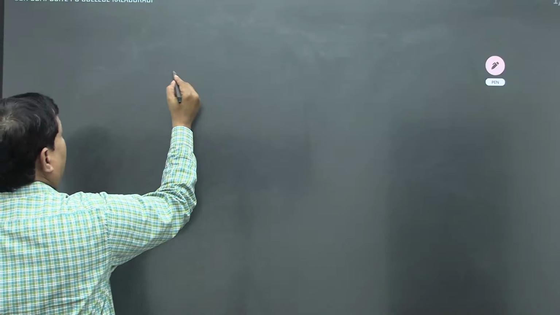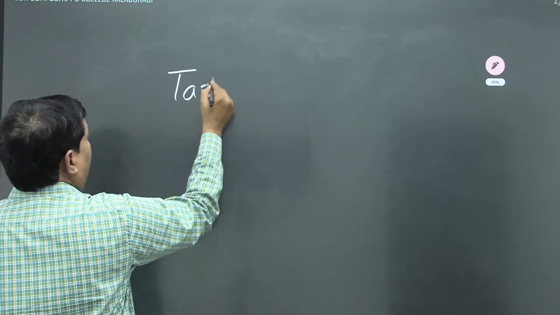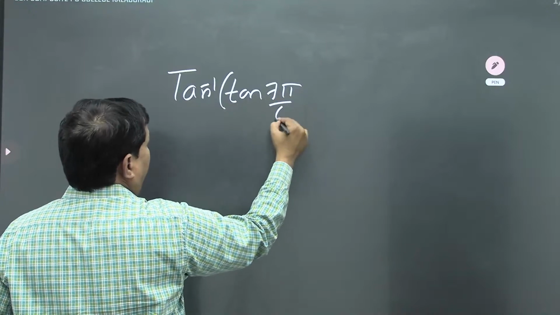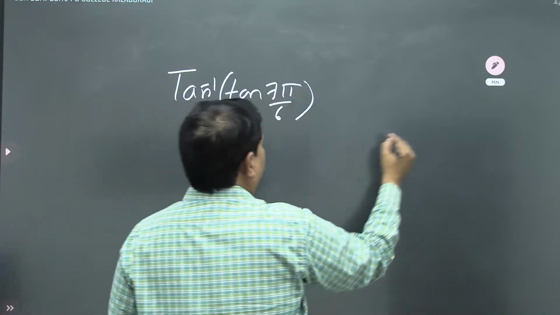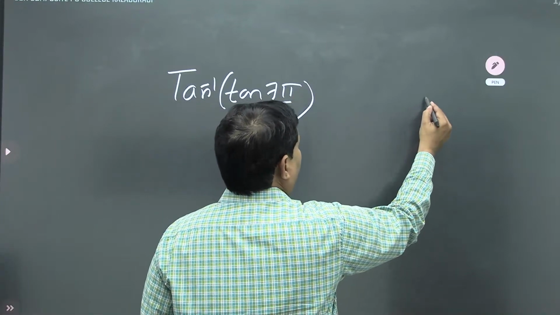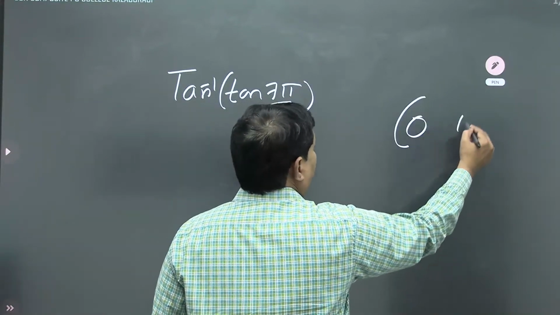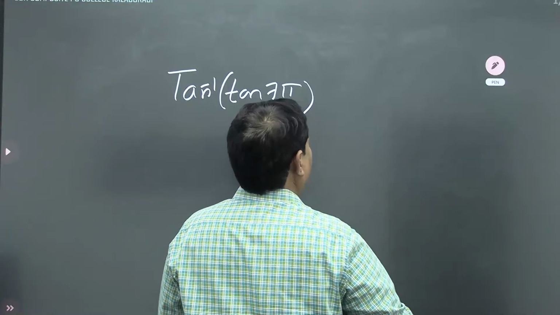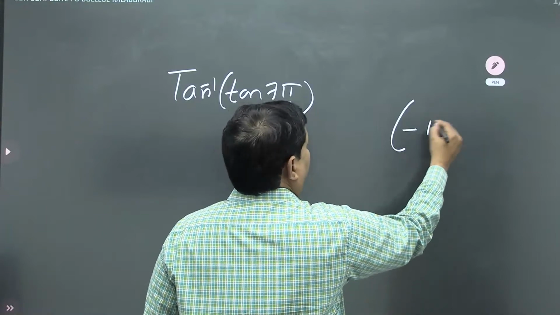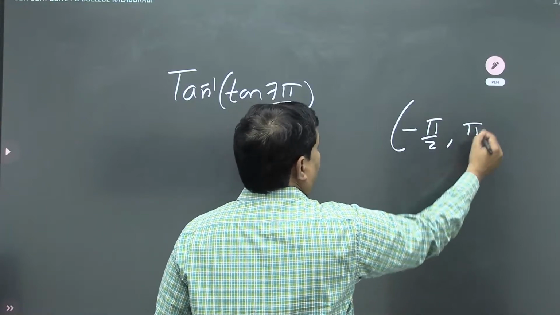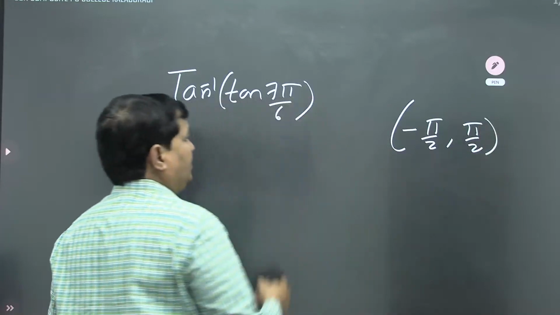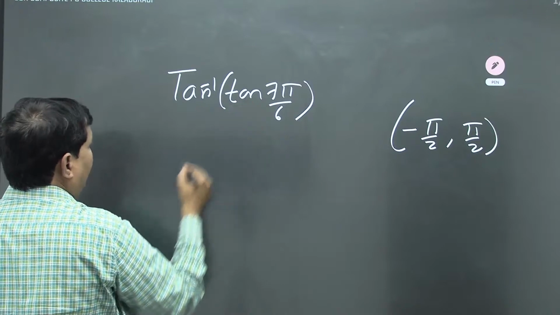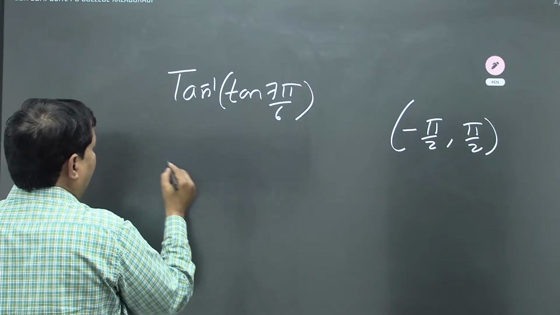Next is again tan inverse of tan 7 pi by 6. Again, tan inverse value lies between minus pi by 2 to plus pi by 2. It exceeds pi by 2. Therefore, directly you cannot write. Again, I want to write in terms of allied angles.